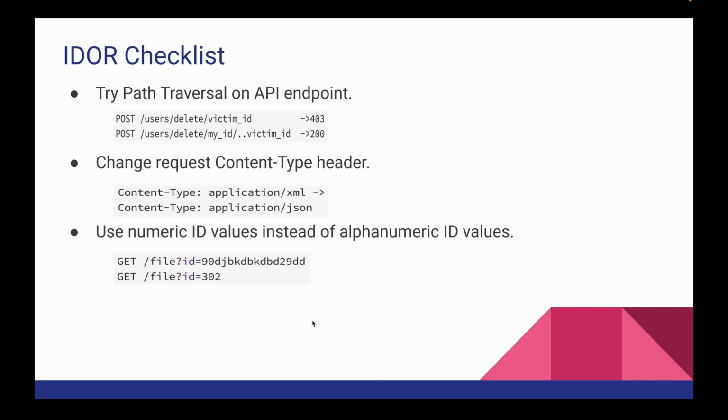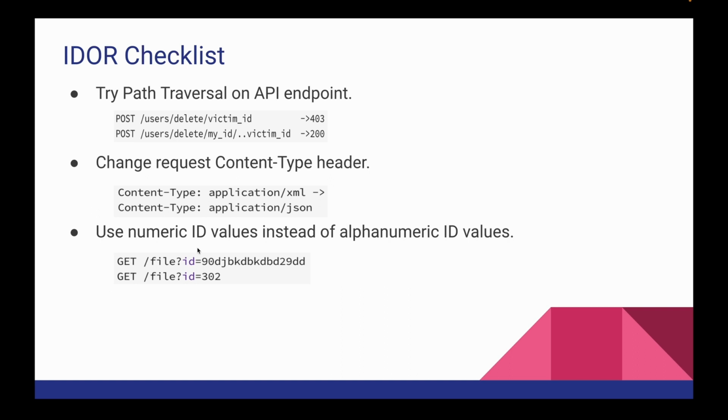The next method is to try path traversal on the API endpoints, like giving the ID value over here, then dot slash and the victim ID over here. You might bypass the authorization check there. Also check the request content type header: if the application is using application/JSON, try application/XML and send it to the server. If the server responds 200 OK, then try changing the ID value with the XML content type.